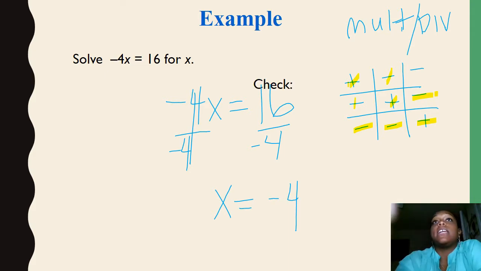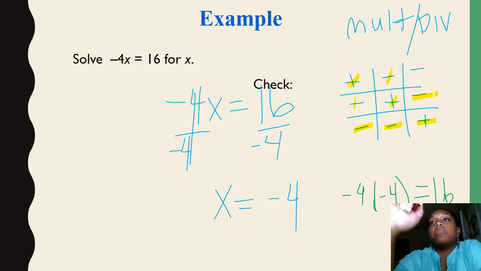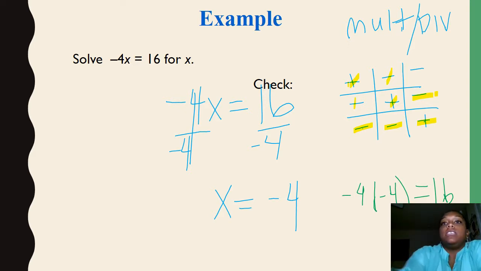Okay, and then again I could check my answer. So I would plug in, and I get negative 4 times negative 4 equals 16. And we just discussed that a negative times a negative makes a positive. So therefore, my answer is correct. You're a genius.